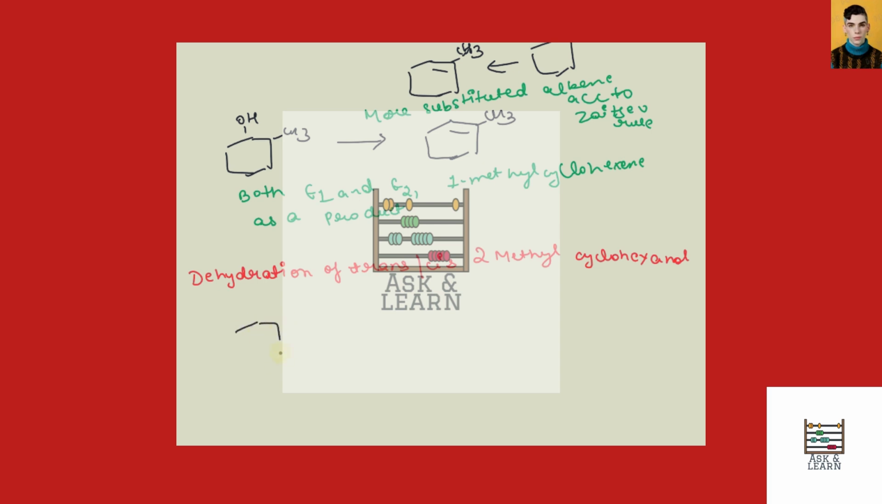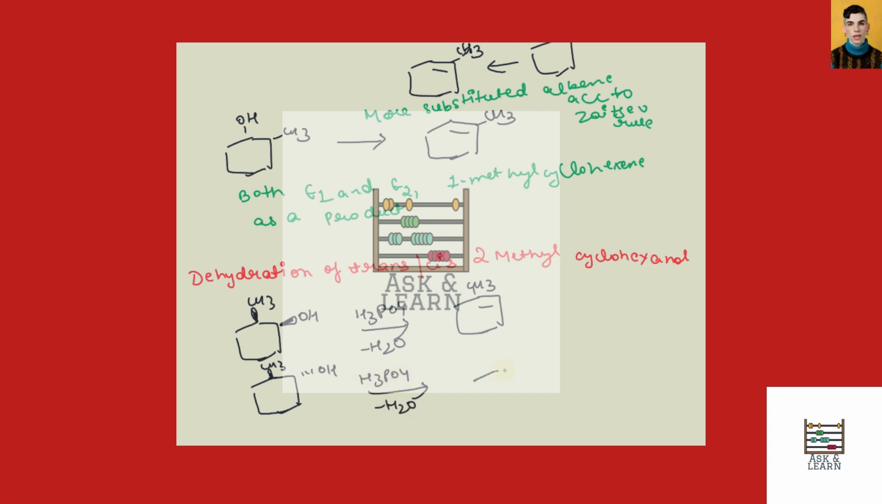So if we draw their structure, this one is the cis one, and in the case of cis, in the presence of H3PO4, minus water, this will result to form this as a major product. If we talk about the trans, here is the CH3 group and here is the OH. So here is H3PO4, minus water. In this case also, there is a possibility of this product and this one.